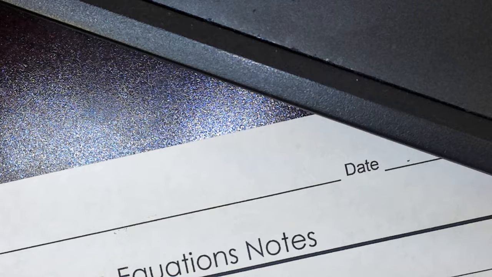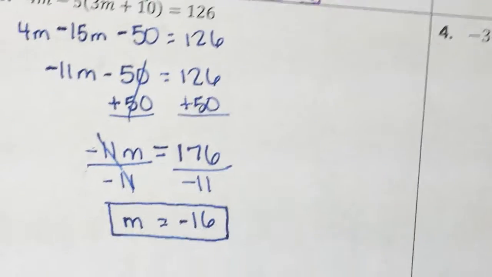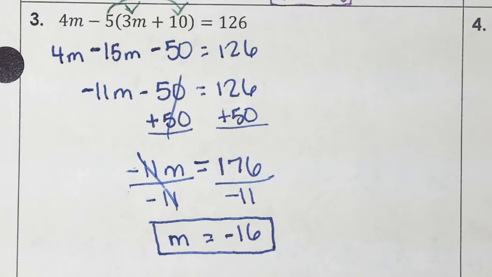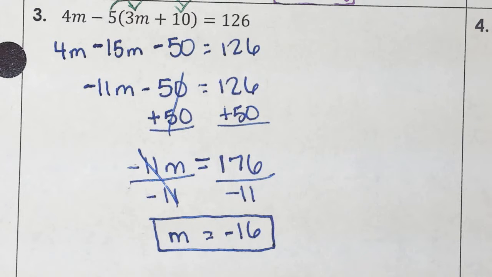What you got, Easton? You finished? I got m equals 87. Kobe, you got something different than that? For number 3, yeah. m equals negative 16. I got m equals negative 16. Did my distribution first, rewrote my equation, then I combined 4m and negative 15m, negative 11m, minus 50 equals 126. Add 50 to both sides. Negative 11m equals 176, divided by negative 11.